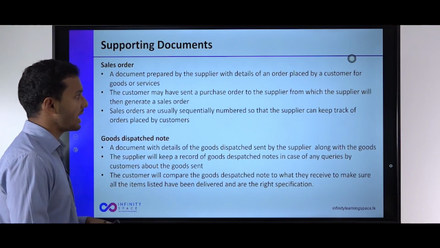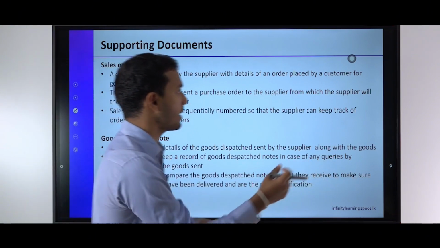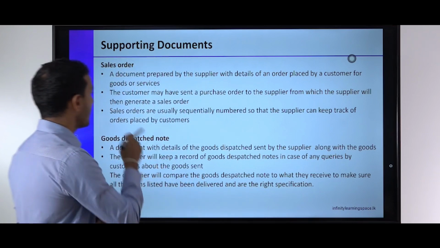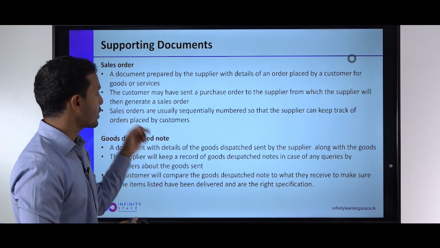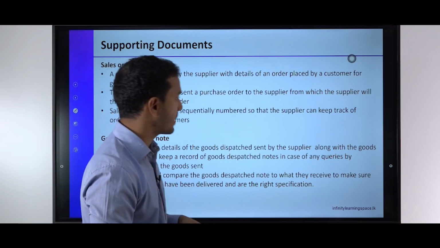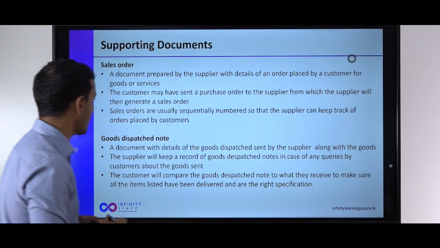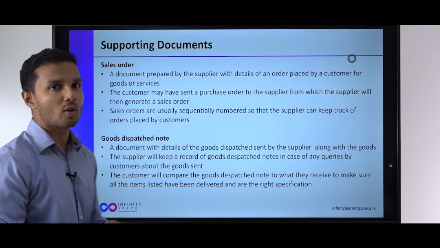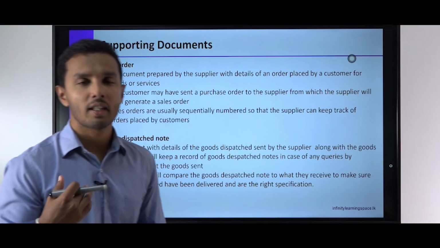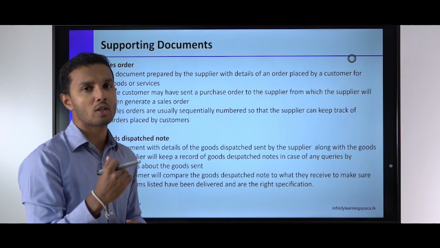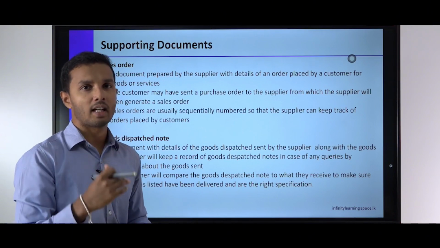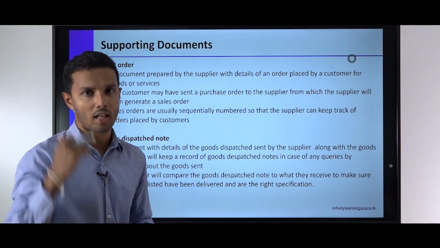The customer may have sent a purchase order to the supplier from which the supplier will then generate a sales order, right? Sales orders are usually sequentially numbered so that the supplier can keep track of orders placed by customers. So similar to the purchase order, even the sales orders will have a sequential number, right? So the first sales order will have the number 1, second sales order will have number 2, and so on.